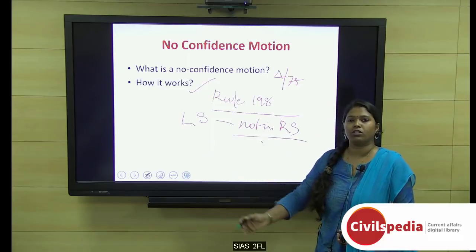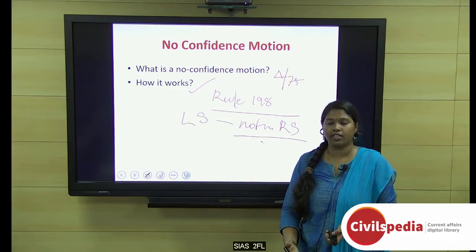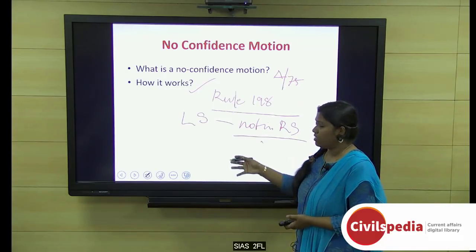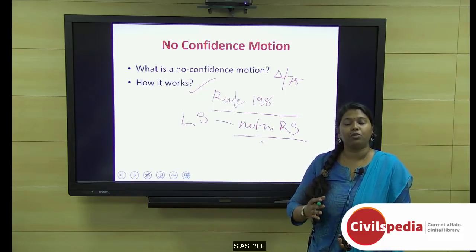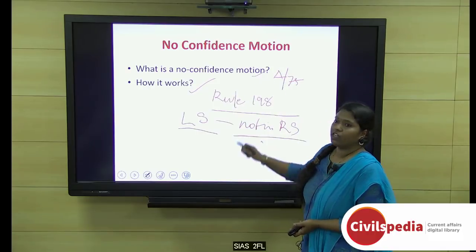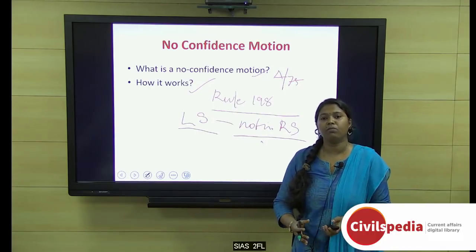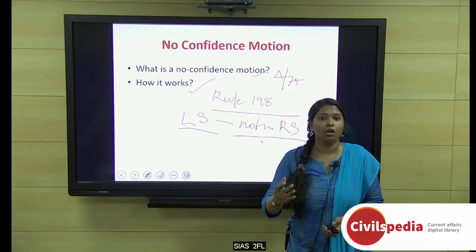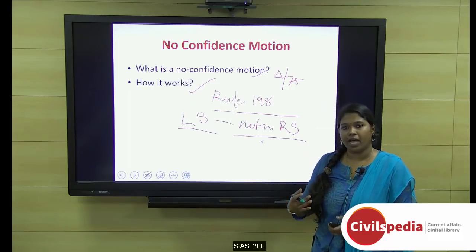Any member of Lok Sabha can move a no confidence motion against the government, and for this they need not give any particular reason. To move this no confidence motion, there should be a minimum of 50 members supporting the motion, and then only it can be admitted.